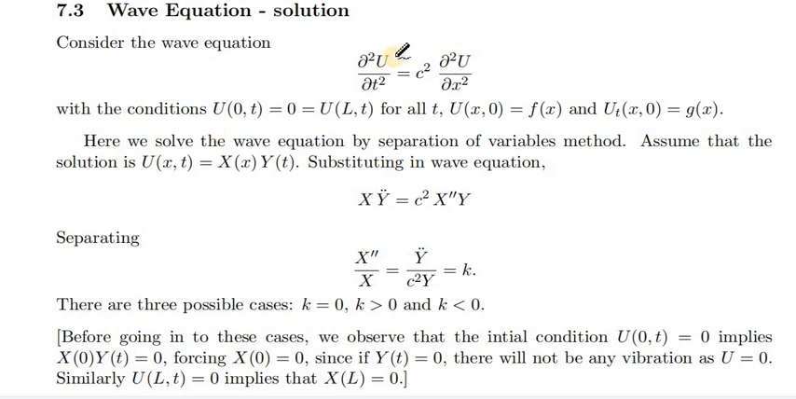So we have found the general solution for the wave equation, and the wave equation was ∂²u/∂t² = c² ∂²u/∂x², with the initial conditions u(0,t) = 0 and u(L,t) = 0, and u(x,0) = f(x), the initial position, and u_t(x,0) = g(x), the initial velocity. And by employing these conditions along with the wave equation, we have derived the general solution of the wave equation.